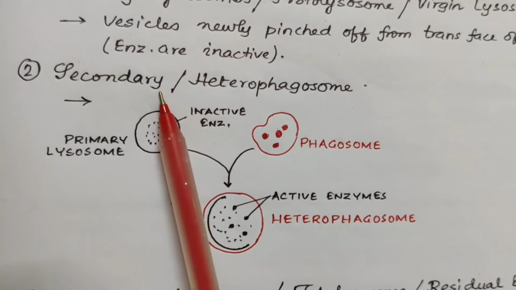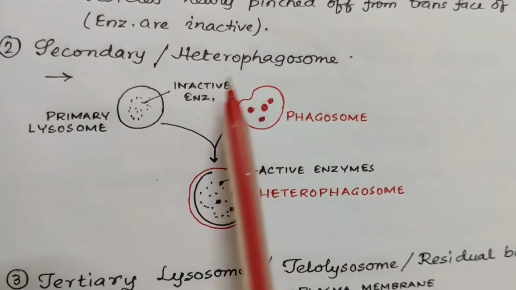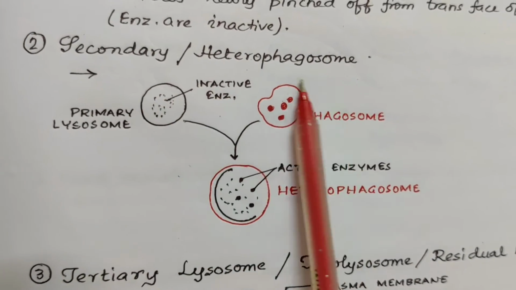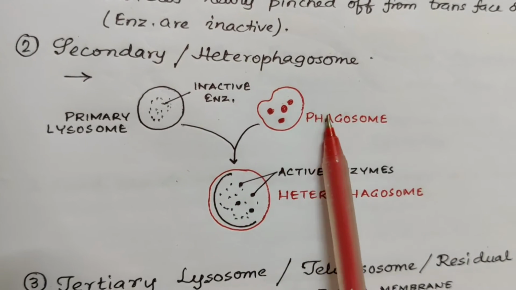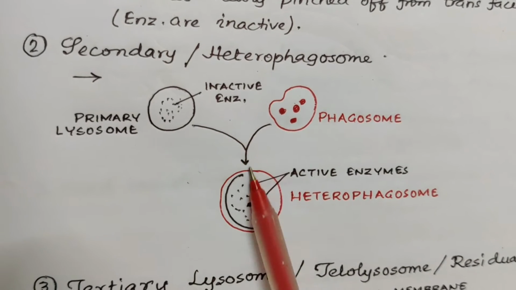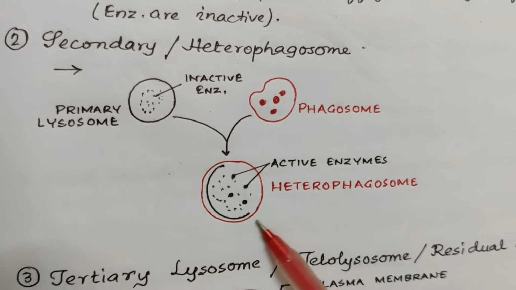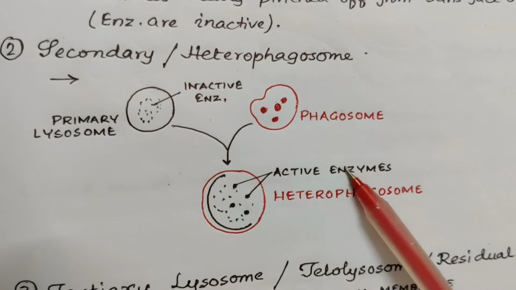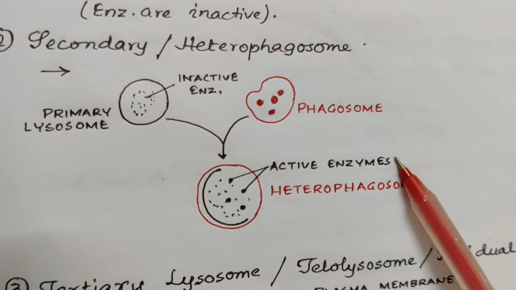Now the secondary lysosomes or heterophagosomes. See the formation. Here the primary lysosome mixes with or fuses with the phagosomes and they together form the heterophagosome. The heterophagosome's enzymes are activated.